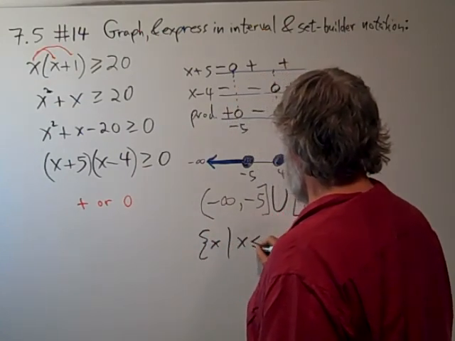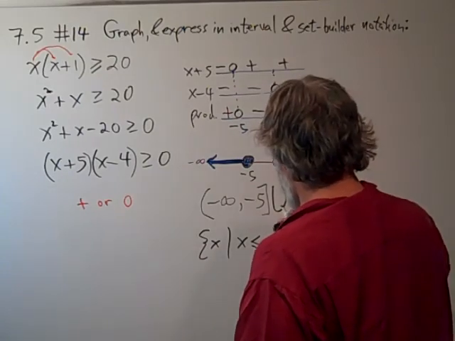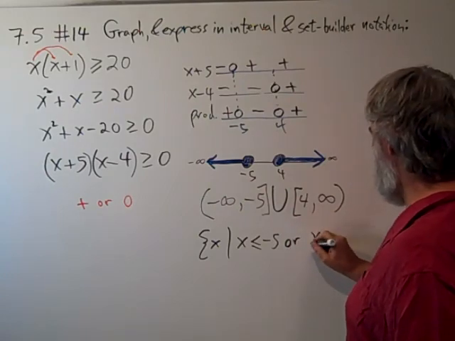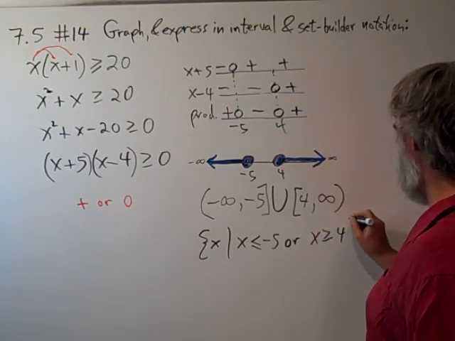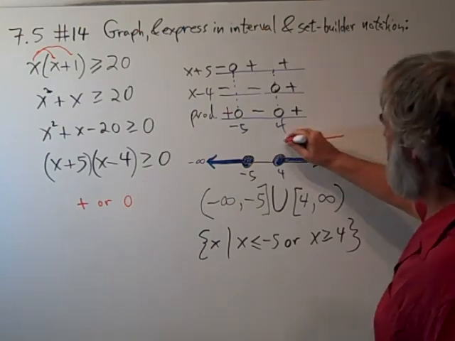And then finally, in set builder notation, this is the set of all x such that x is less than or equal to negative 5, or x is bigger than or equal to positive 4. So those are three ways of expressing the solution set to this quadratic inequality.